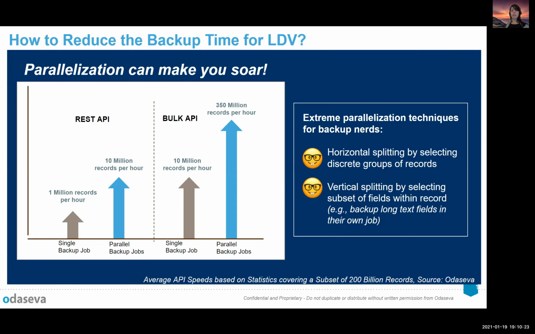So by proceeding with your backup job with parallelization, for the REST API, you can see that you go from 1 million records per hour to 10 million records per hour. For the Bulk API, you go from 10 to 350 million records per hour. We didn't come up with those numbers out of the blue. This is an average speed based on statistics that we've done on a 2 terabyte org.